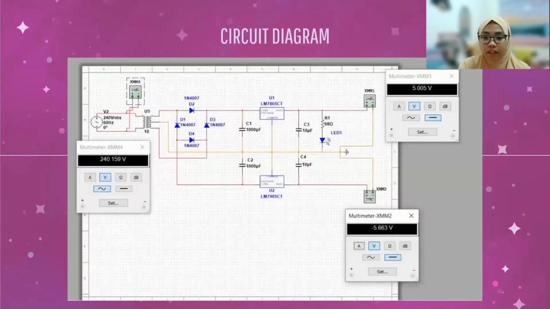And this is the circuit diagram that we have shown in the proposal earlier. In this circuit diagram, we can see the AC supply of 240 volt that will be transformed by the transformer to be 12 volt AC supply, and then we will get the output voltage of positive 5.005 volt and negative 5.663 volt. And this is the simulation that we have run by Multisim.